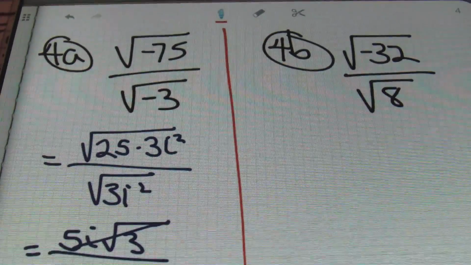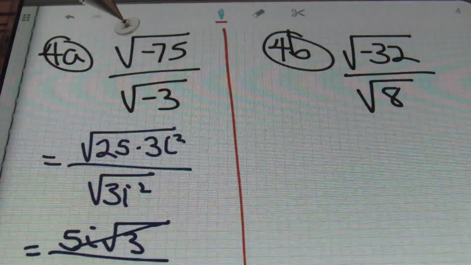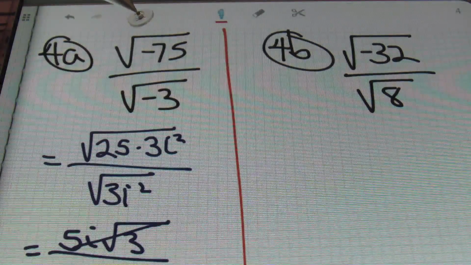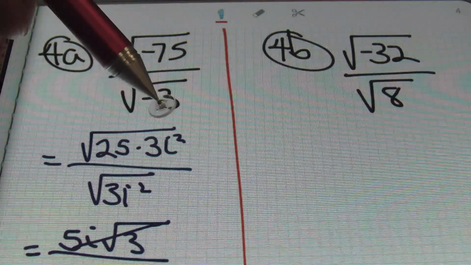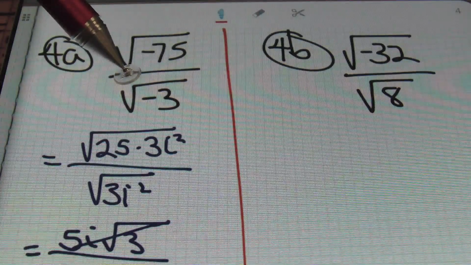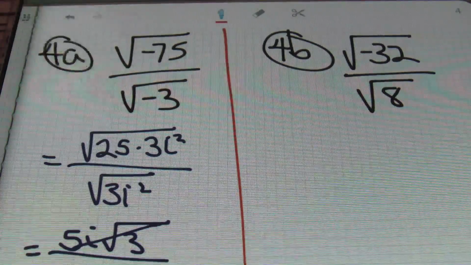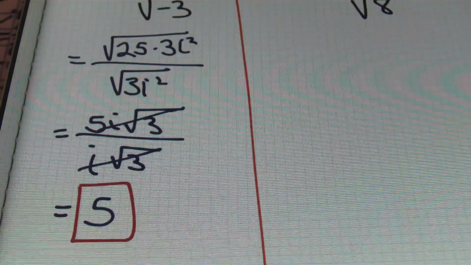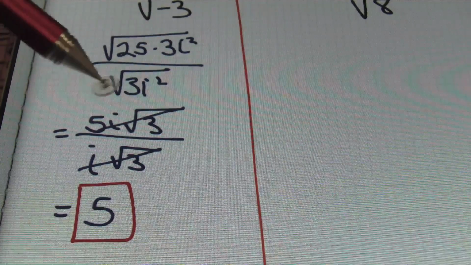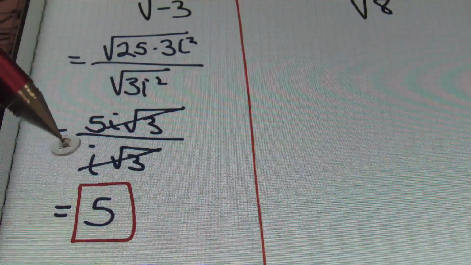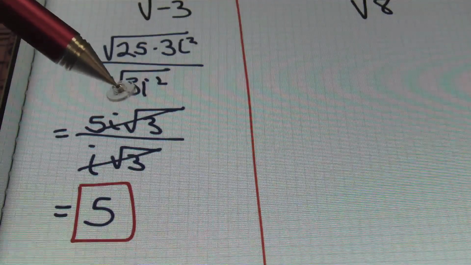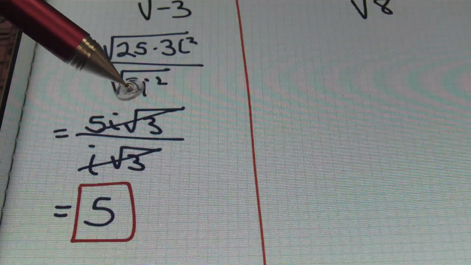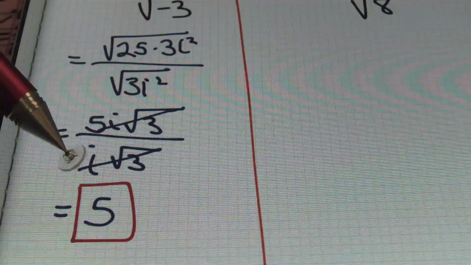All right, so the first thing we did was we took the square root of negative 75 and we broke it down into 25 times 3i squared. Then we broke down the square root of negative 3 into 3i squared, and from there, simplifying, in other words, taking the square root of those perfect squares, we ended up with 5i times the square root of 3 over i times the square root of 3. It's those i square root of 3's that canceled out in the end to give us an answer of 5.